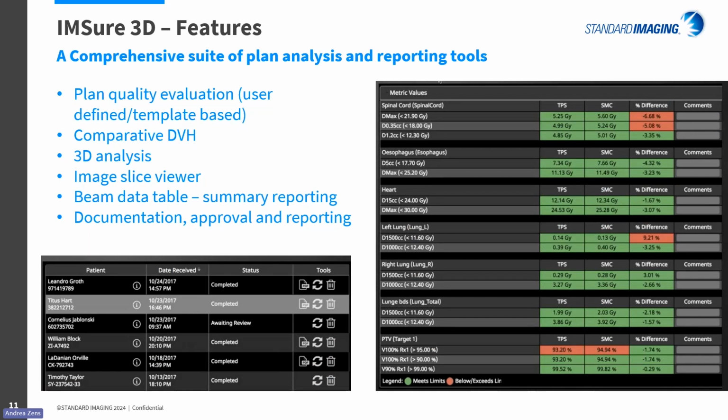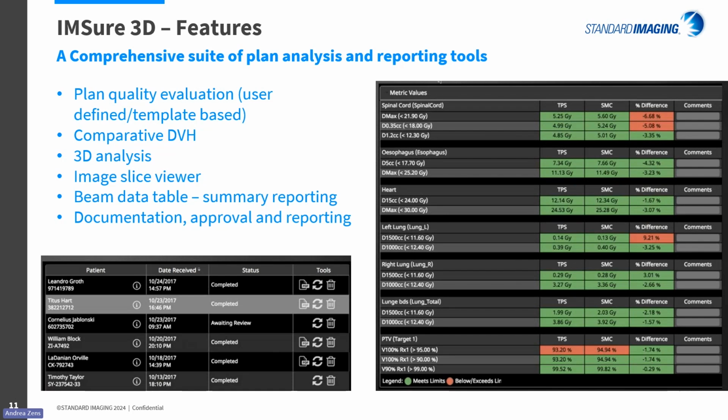And as this list shows here, we offer comprehensive features to compare 3D dose from the TPS to the calculated IamSure 3D dose. These tools include plan quality evaluation, dose volume histogram comparisons, and 3D gamma analysis. The image slice viewers allow the user to scroll through CT slices and visualize the dose comparisons. IamSure 3D also includes a beam data table as well as useful documentation, approval, and reporting tools.